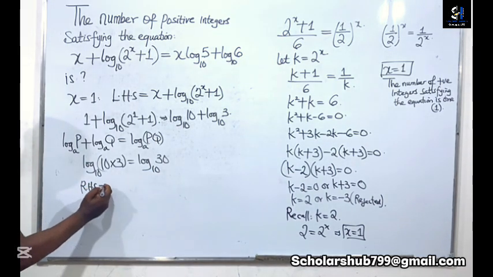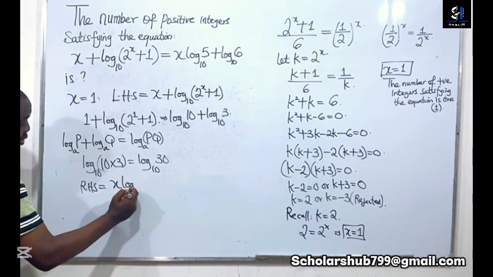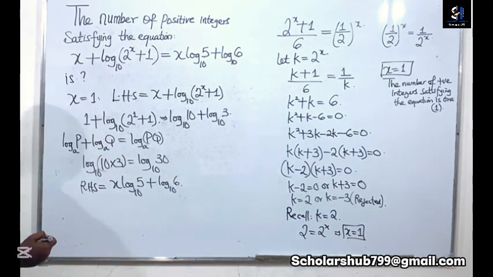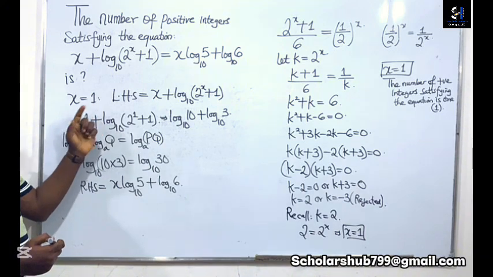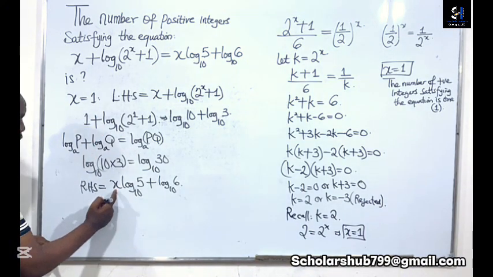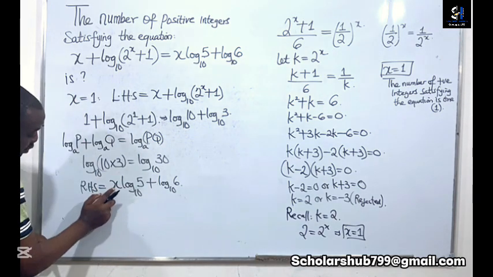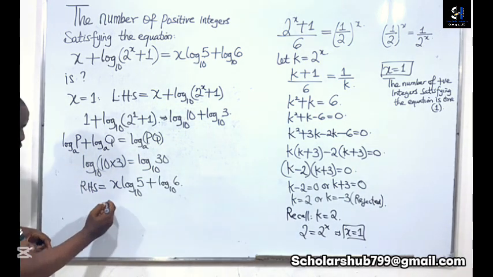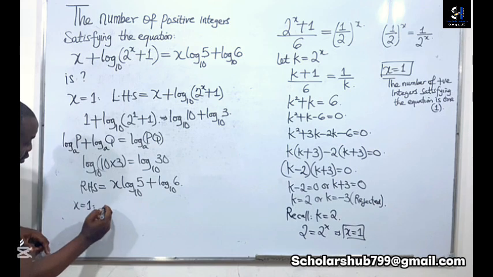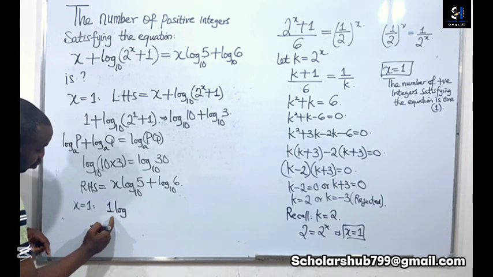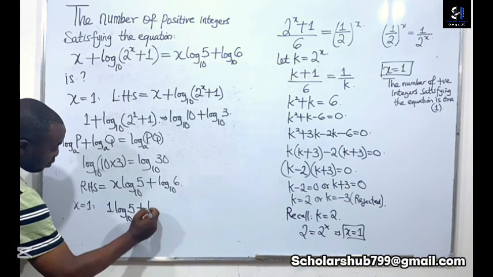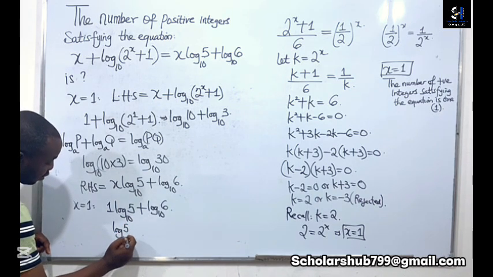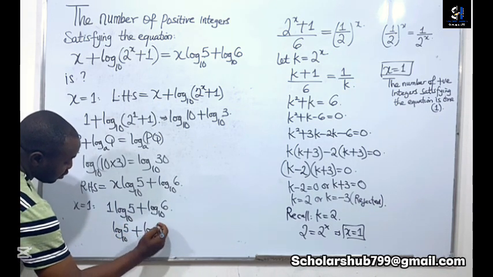Now for the right hand side, we have x log to base 10 of 5 plus log to base 10 of 6. Now the value of x is equal to 1. So if I put 1 here and bring the 1 to become the power of 5, 5 raised to the power of 1 will be 5. So because x is equal to 1, we're going to have 1 log to base 10 of 5 plus log to base 10 of 6. So this will be log to base 10 of 5 plus log to base 10 of 6.